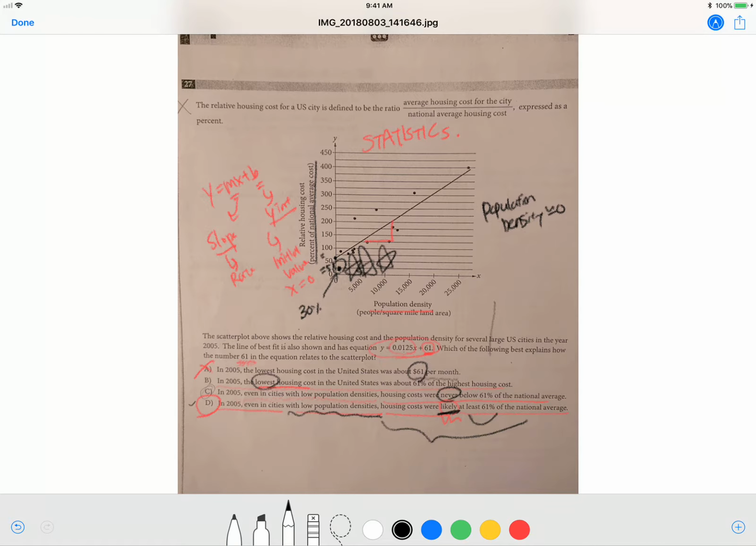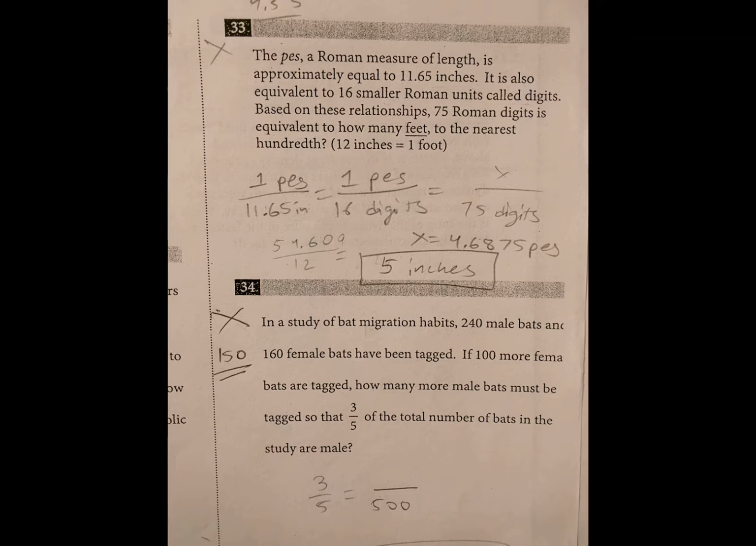There are a lot of data statistics questions in this one. Let's see. Okay, so this one here, I'm assuming that you need help with both of these as well. The pes, a Roman measure of length, is approximately equal to 11.65 inches. It is equivalent to 16 smaller Roman units called digits. Based on these relationships, 75 Roman digits is equivalent to how many feet?